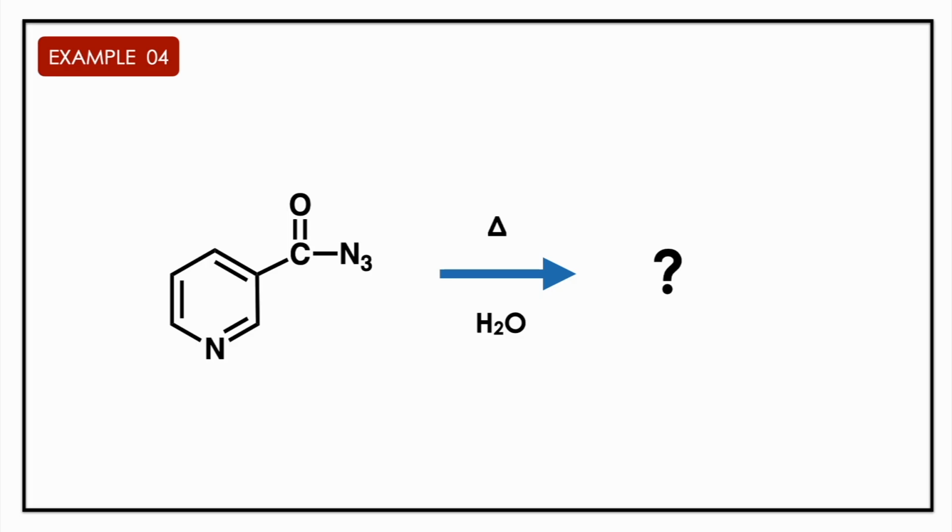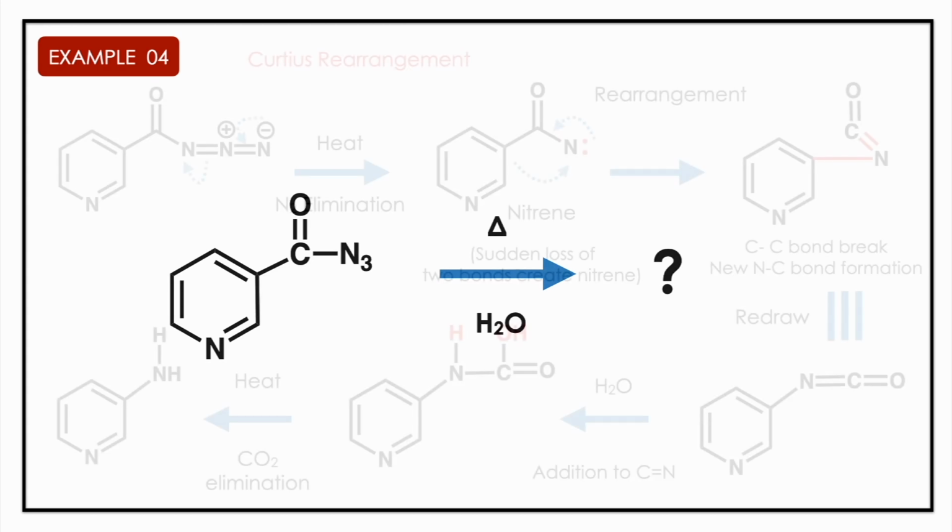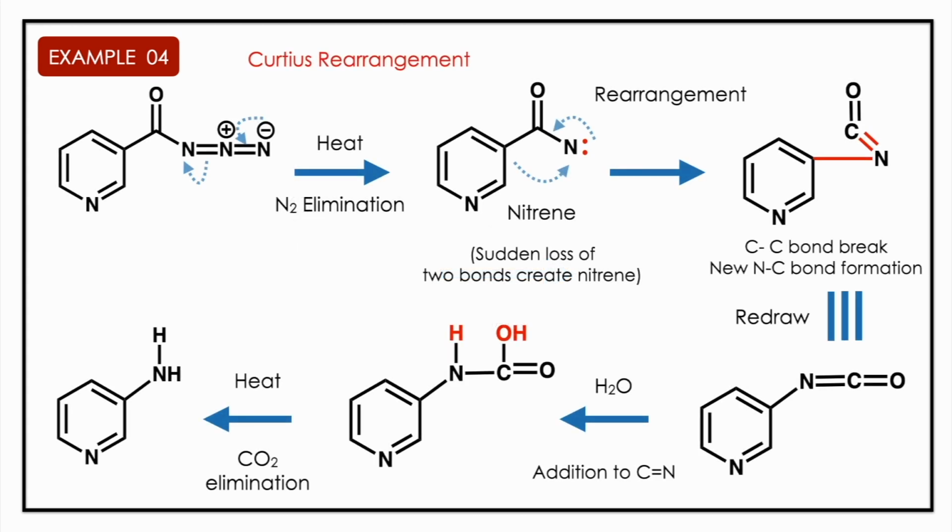Then the next example, you have pyridine, side chain, you have acyl azide, you are heating it up, water you are using, you should find what will be the final product. Here azide is there, so chances of Curtius rearrangement. First step will be N2 elimination because heat you are using. Nitrogen is a good leaving group.